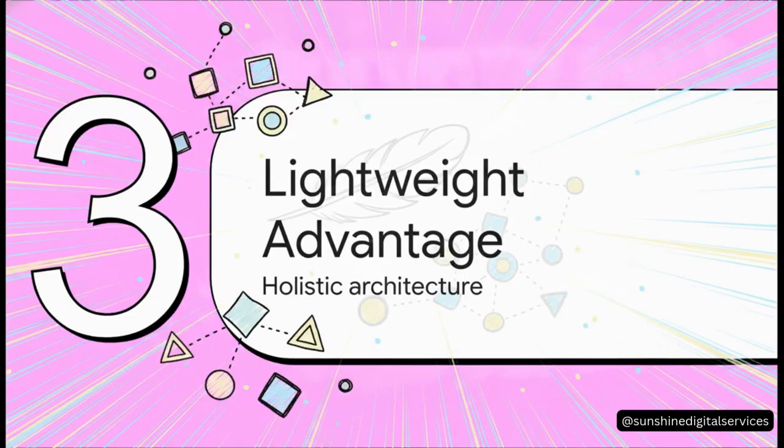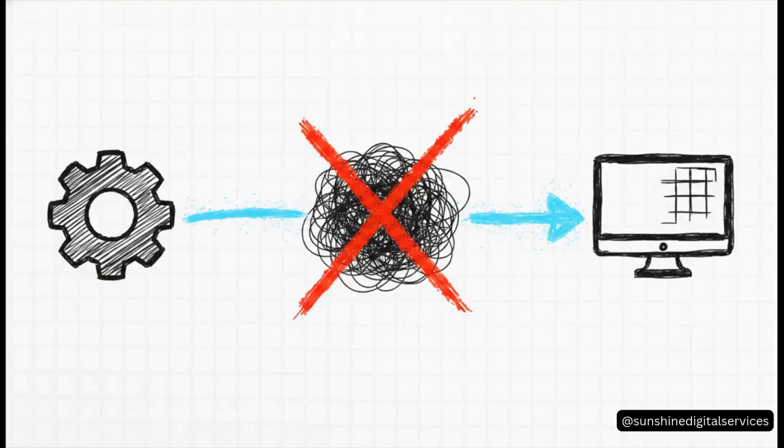This is all about Svelte's holistic approach to architecture. Svelte's entire philosophy forces applications to be inherently lightweight by design, and that starts with a massive omission. There is no virtual DOM. Most modern frameworks use a virtual DOM as a middleman to figure out what needs to change on the screen before they actually go ahead and update it. Svelte just ditches it entirely.